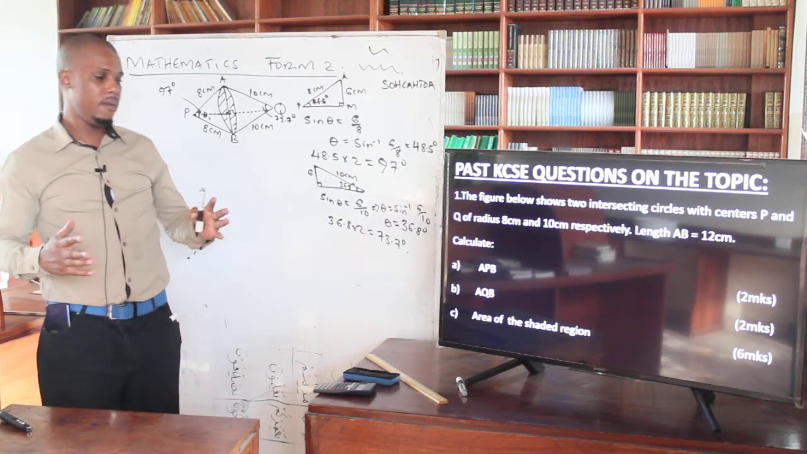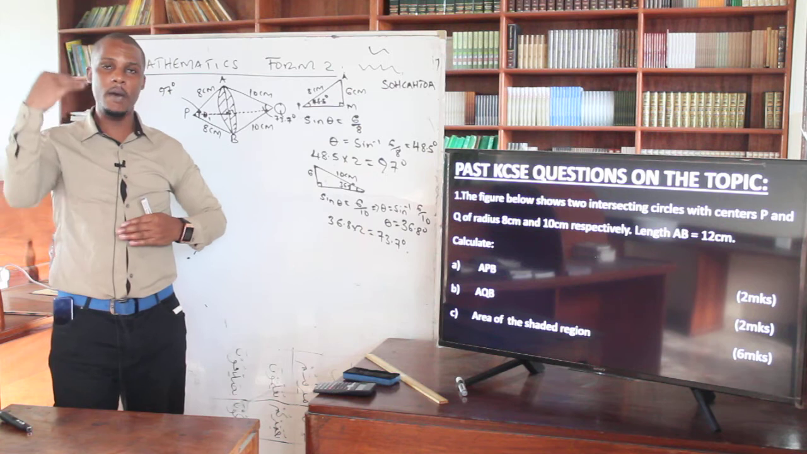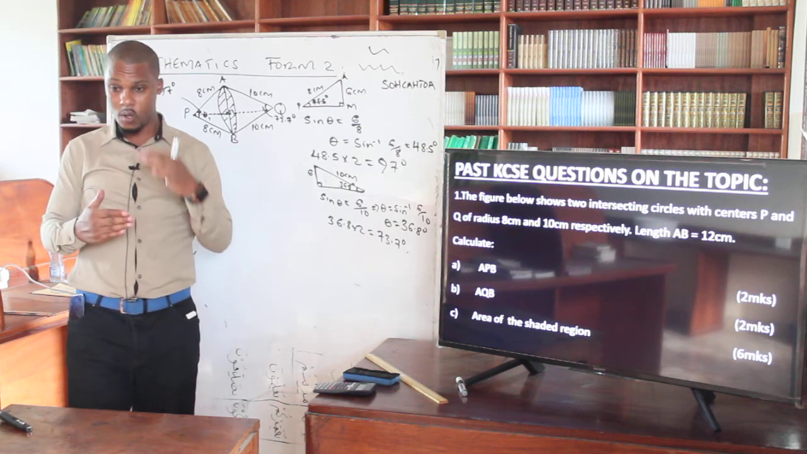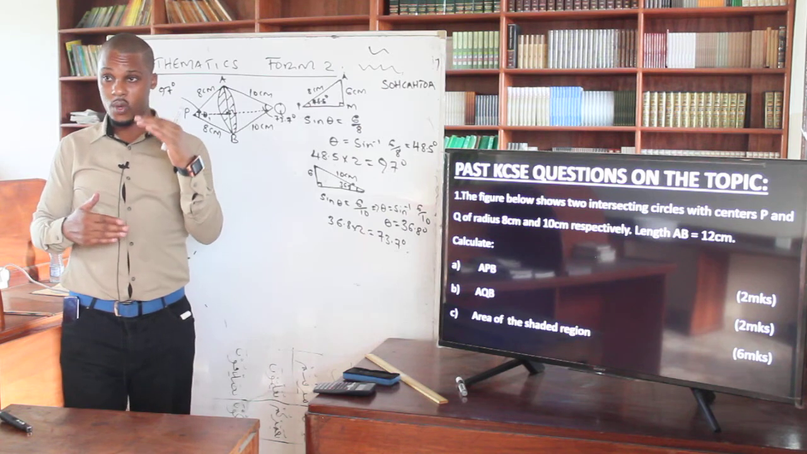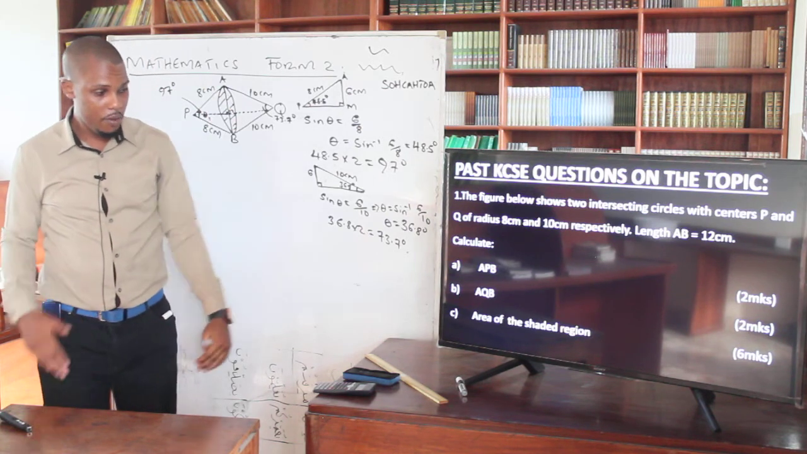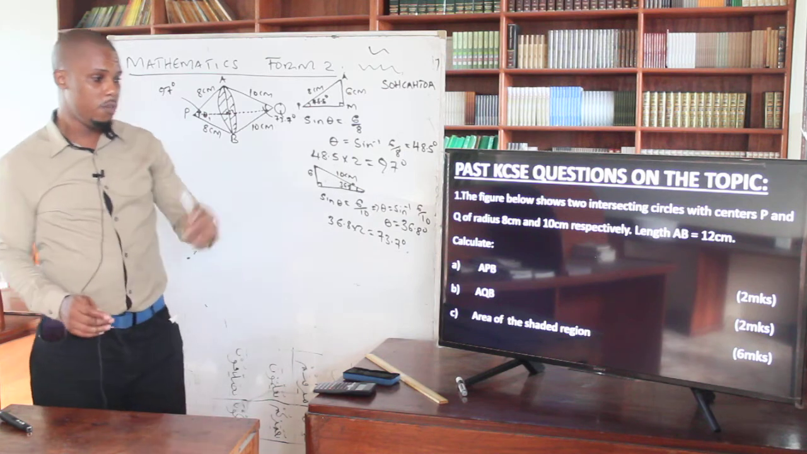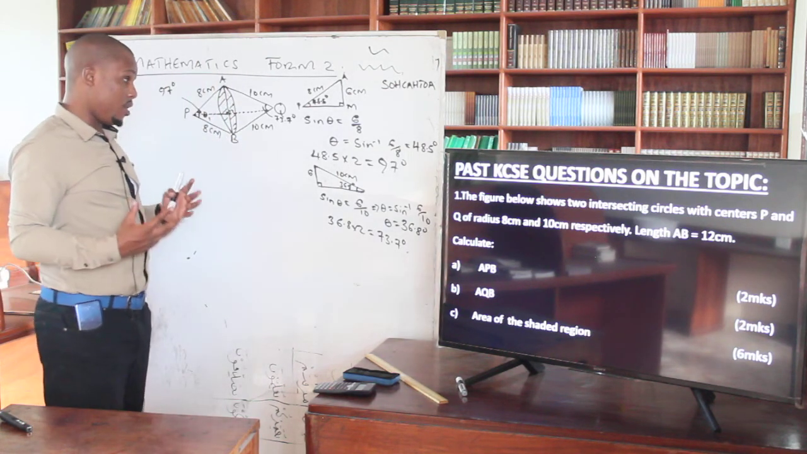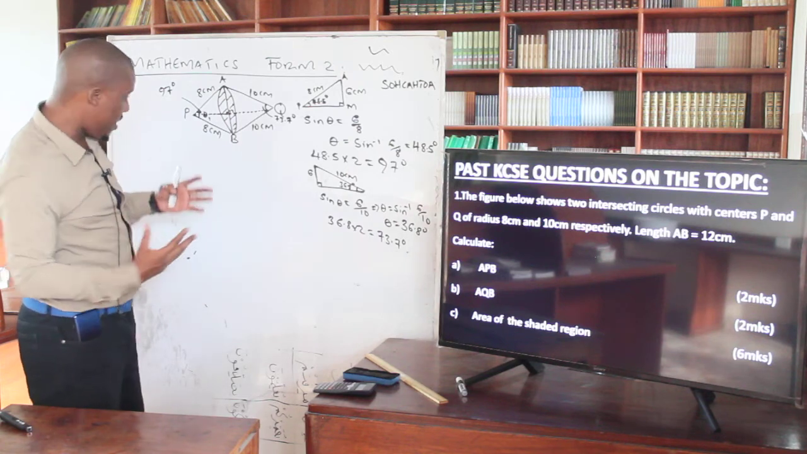Then the next part, which is C, is continuous. If you miss part 1 and then part 2, it will not be easy. So you need to make sure that you score the first parts which you are given some few marks. Then now you can see the area of the shaded region, for which you are going to be given 6 marks.